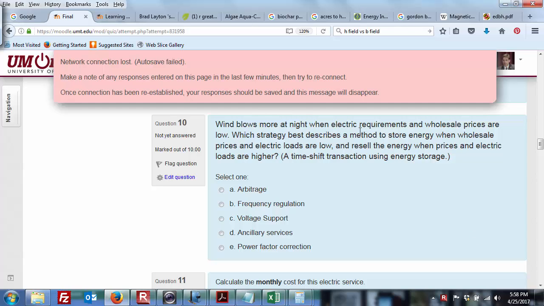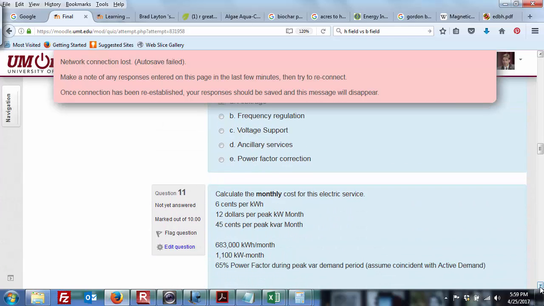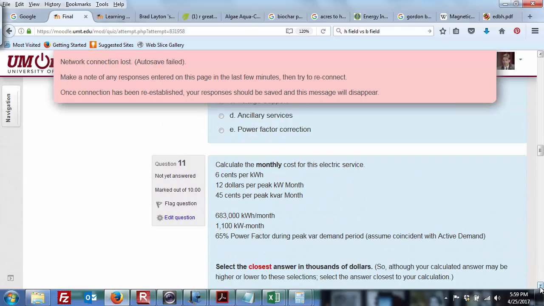Wind blows more at night when electric requirements and wholesales are low. Okay. Which strategy best describes a method to store energy when wholesale prices and electric loads are low, and resell the energy when the prices and loads are high? Arbitrage. We call it arbitrage. Frequency regulation? Not really. Maybe. Okay.